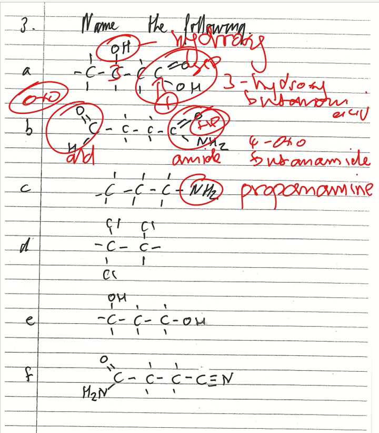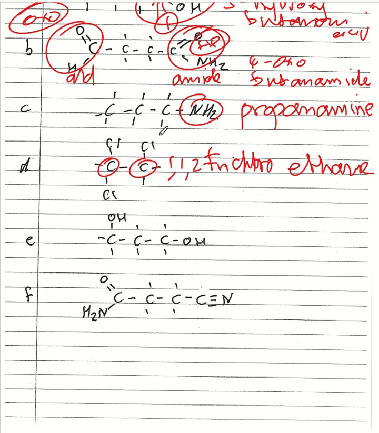Here we have chloros. We have 3 chloros on 2 carbons. So we have chloros come at the start. Okay, there's 3 of them, so it's trichloro. And it is numbers on 2 of them on number 1 and 1 of them on number 2. So we have to put all the numbers in. So it's 1,1,2-trichloroethane.